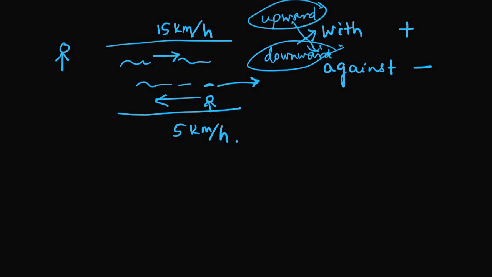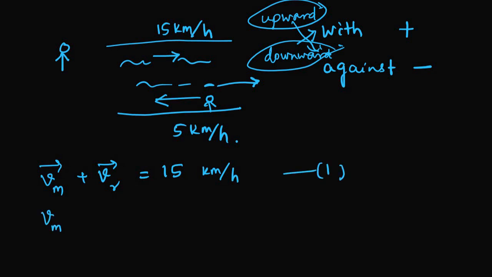Next we should go to the problem and discuss it. As I said, with means it is added up with the velocity of the river. Let the man's velocity be Vm and the river velocity be Vr. Vm plus Vr gives you 15 kilometers per hour. Now this is one equation. Another equation is the man's velocity minus the river velocity, because it is going upstream against the stream, and this comes to 5 km per hour.